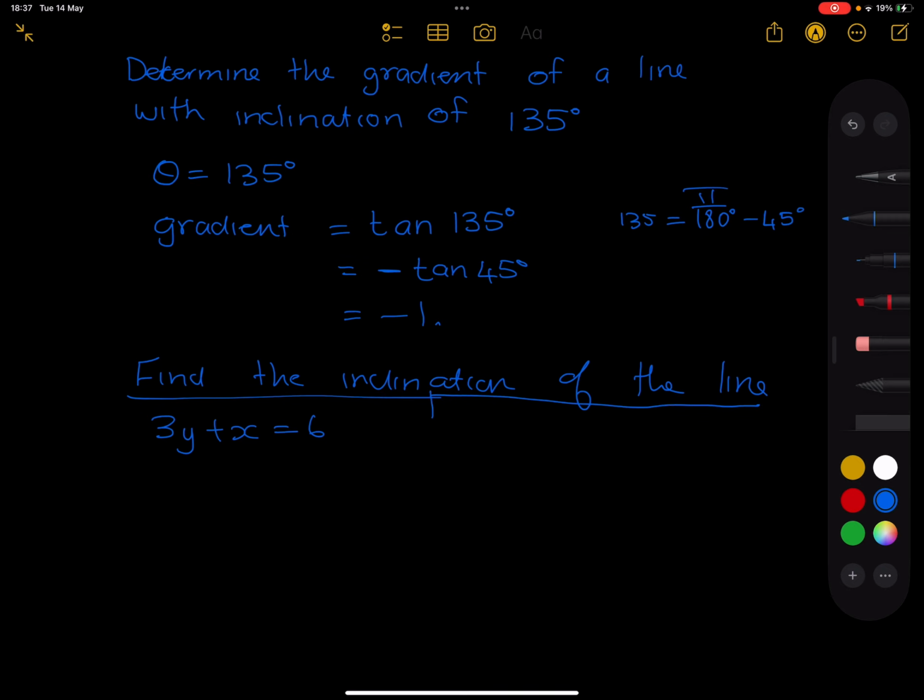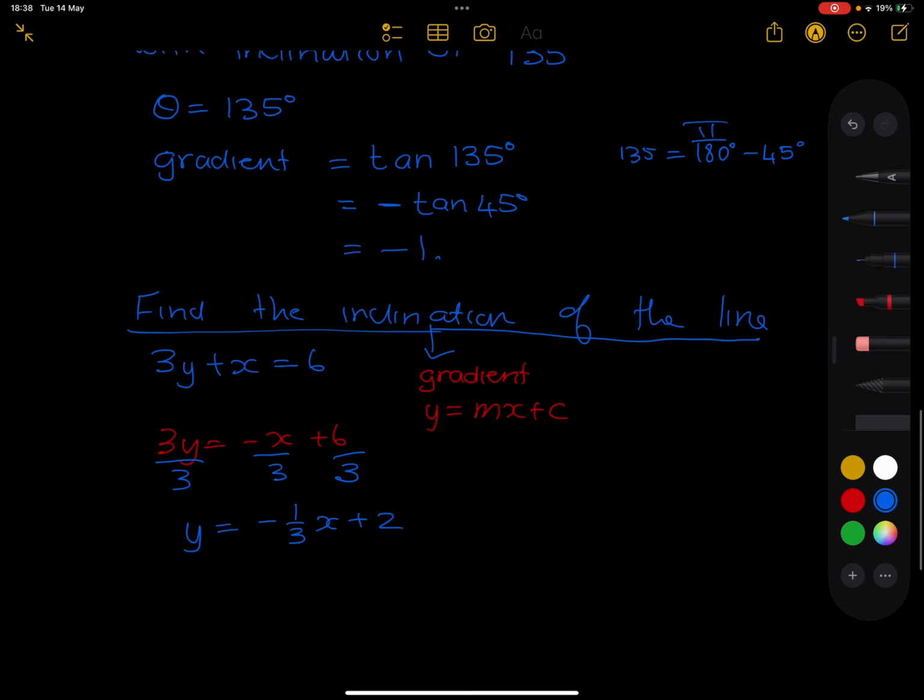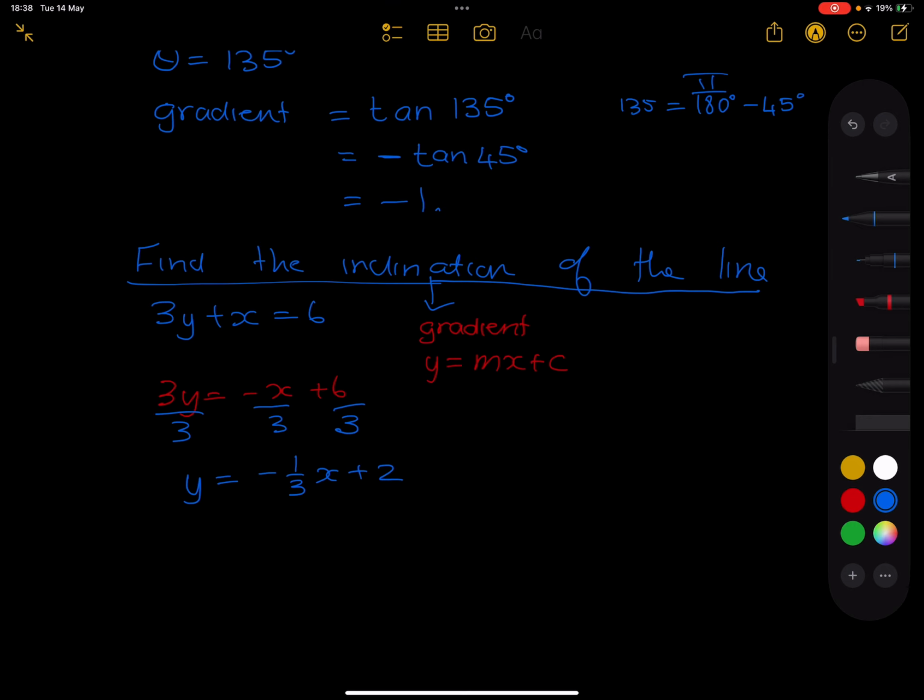So inclination, you always remember, has something to do with the gradient. And you must also have the line in the form y equals mx plus c. So first I say that 3y is equal to minus x plus 6. Then I divide both sides by 3. So y is equal to minus a third x plus 2. Do you agree with that? Yes, ma'am.